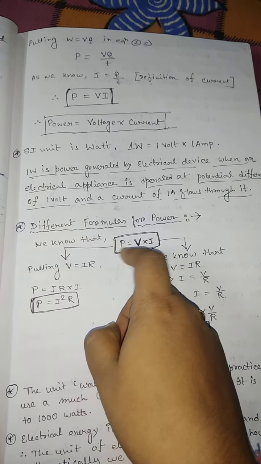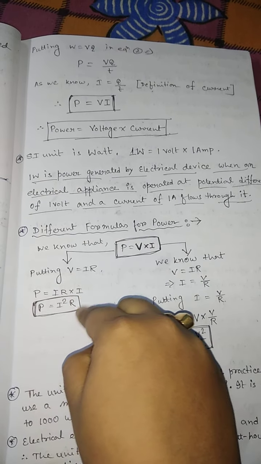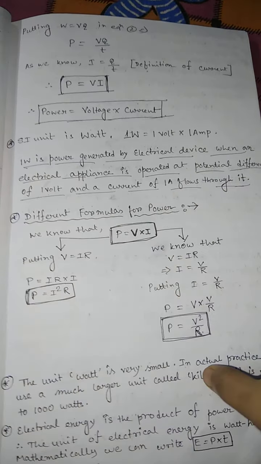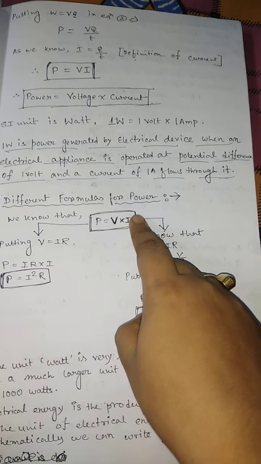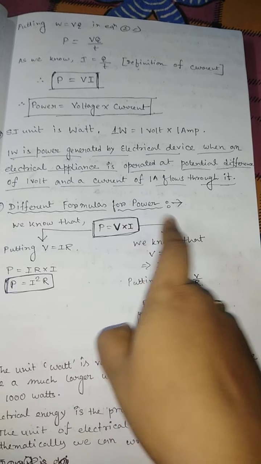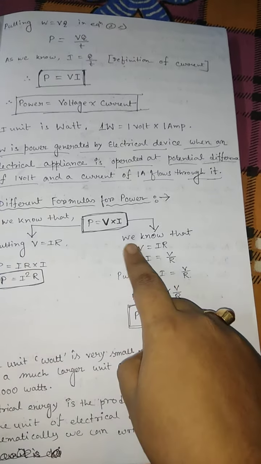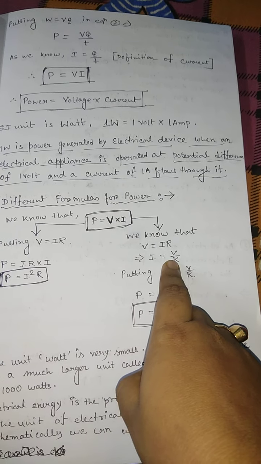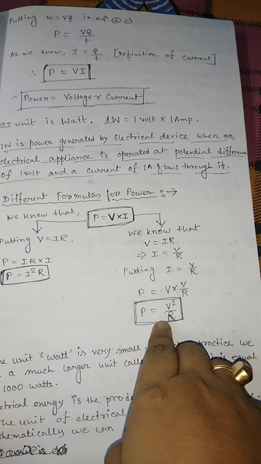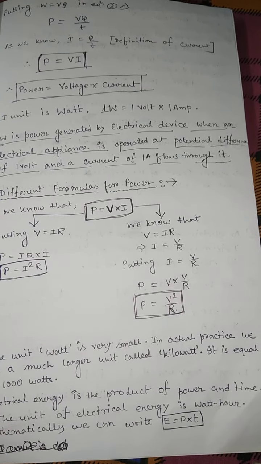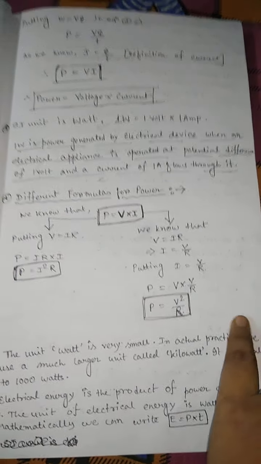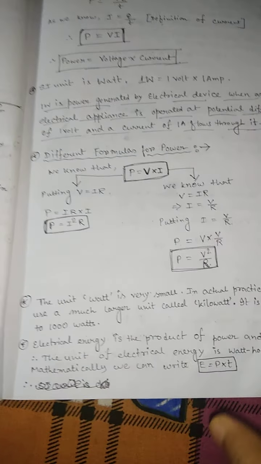We can derive another formula of power from this one. In the first one we replaced V; now in the second one, in place of I, we put I equals V by R, from V equals I into R. So if we put V by R, we have P equals V square by R. In any numerical, if potential and resistance are given, then using this formula we can easily find the electric power. So this is all about electric power.